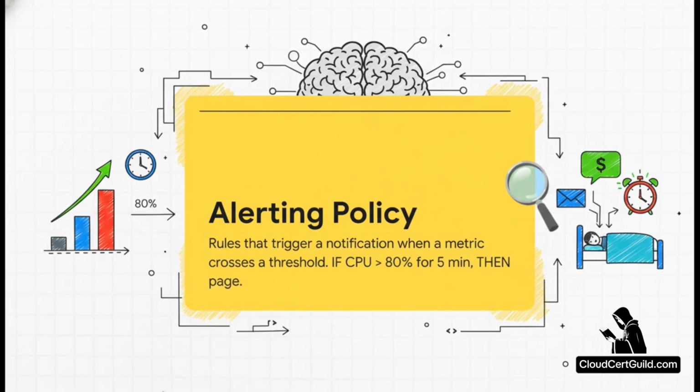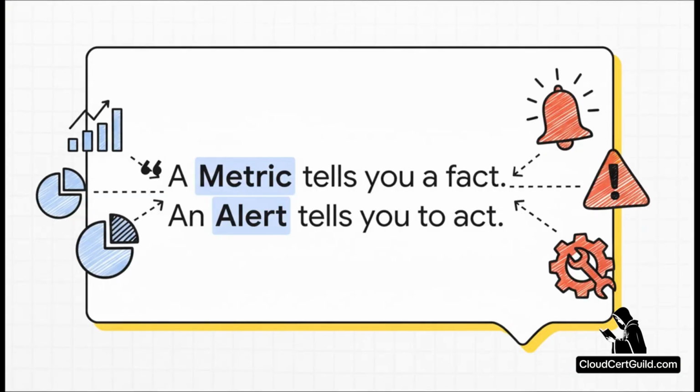Then you build an alerting policy on top of that. This is the brains of the operation. It's a rule that we create. It watches the metric and says, okay, if that CPU number goes above 80% and stays there for 5 minutes straight, then it's time to do something. And that something is paging the on-call engineer. See? It turns a simple fact into a reason to act. So if you're ever confused, just remember this. A metric tells you a fact. An alert tells you to act.